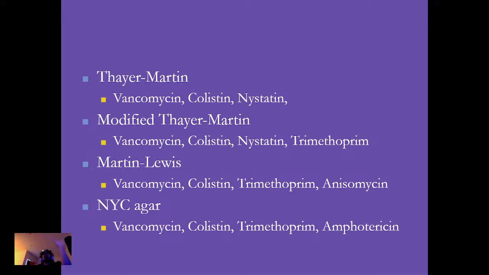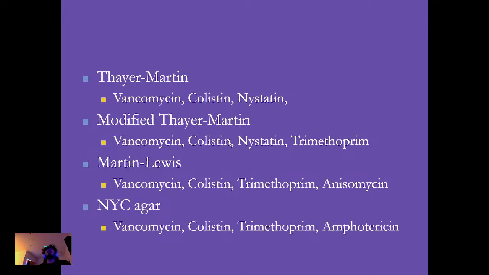So don't forget Thayer-Martin and modified Thayer-Martin. The only difference between the two is that there's trimethoprim. They basically have all the antibiotics except for trimethoprim, which can only be found in MTM. We go to Martin Lewis, which has vancomycin, colistin, trimethoprim, and anisomycin. Martin Lewis is almost always the same as NYC agar, but the only difference is that instead of anisomycin, it has amphotericin. Amphotericin B to be specific.